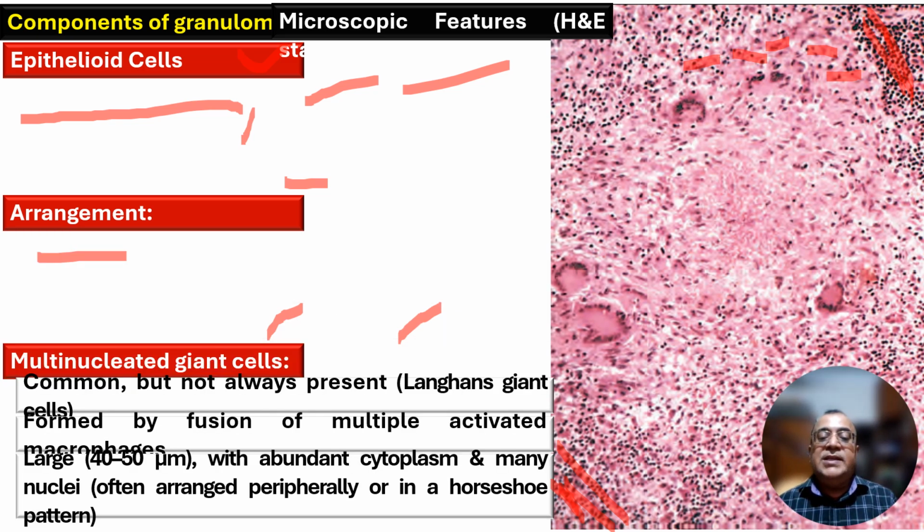So multinucleate giant cells are present. I have told you that they are termed Langhans giant cells, and they are formed due to the fusion of these epithelioid cells. They merge together, forming these cells, and they are large, 40 to 50 micron. There is abundant cytoplasm and many nuclei you can see. Here, this is also a giant cell. Is also a giant cell. A giant cell, and some cells are attempting to form a giant cell. And here, many nuclei are arranged peripherally.